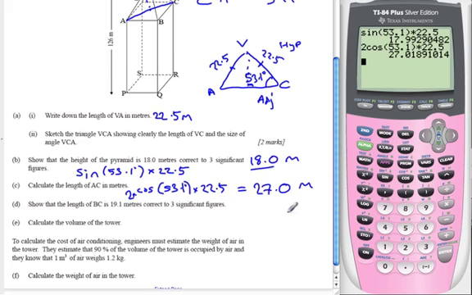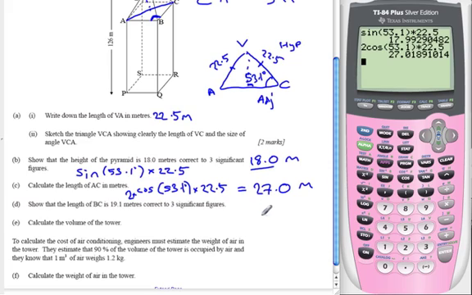Okay, show that the length of BC is 19.1 meters. So where are we? BC, this distance here. Alright, how am I going to do this? There's several ways we can do this one, I think. I would just use, this is a right angle triangle in here. So let's stick with right angle trigonometry. I've just worked out AC.